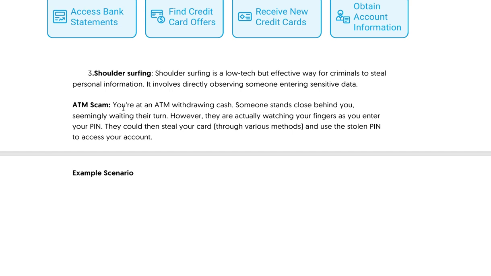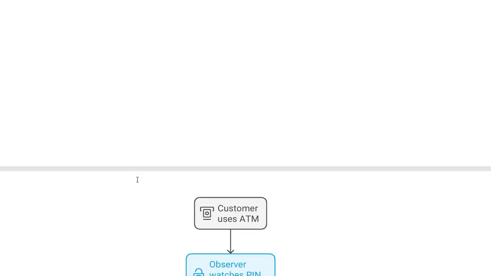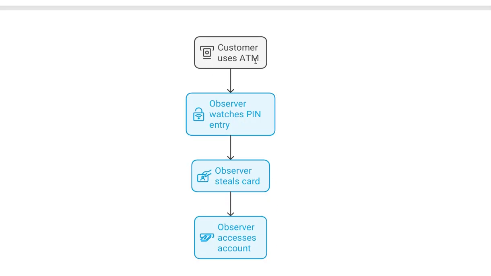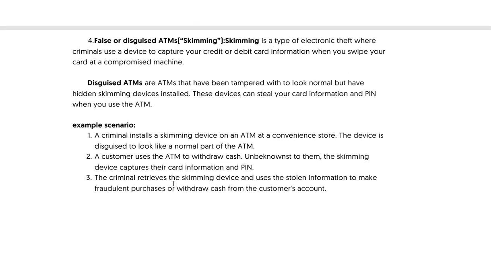Next you have an ATM scam. When you are withdrawing cash at the ATM, someone stands close behind you, seemingly waiting for their turn. However, they are actually watching your fingers, the PIN that you enter, and they can steal your card and use the stolen PIN to access your account. This is how customers use the ATM: the observer watches the PIN entry, the observer will steal the card from you, and later he will access your account.